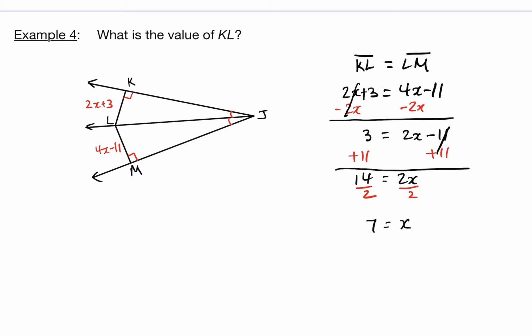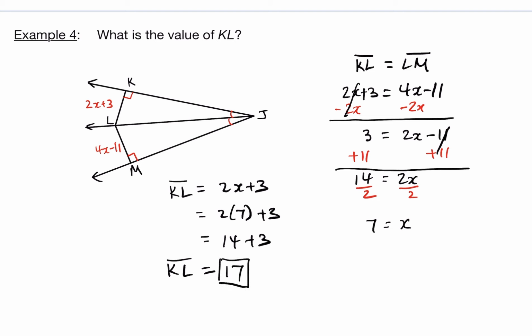Now again, we're not done here. We've just solved for the value of x. Remember that we are looking for the value of KL. Well, what is KL? KL is equal to this expression 2x plus 3. Now we can substitute this x with what we just solved here, which is 7. So this becomes 2 times 7 plus 3, and this results in 14 plus 3. And then our answer for segment KL is going to be 17.